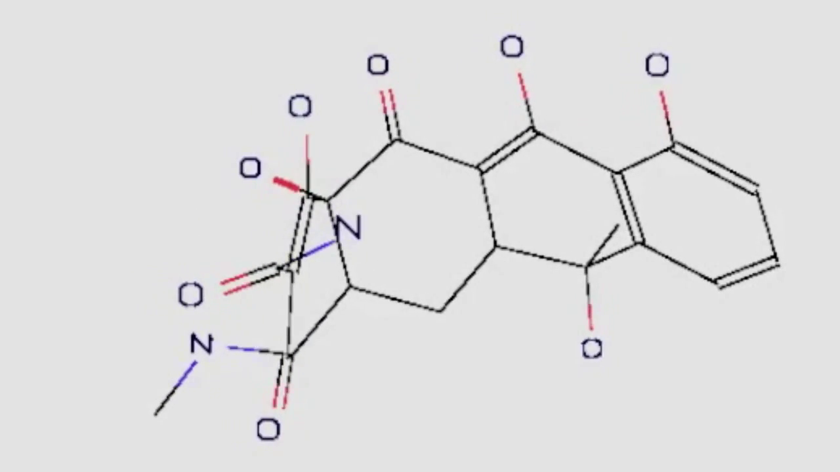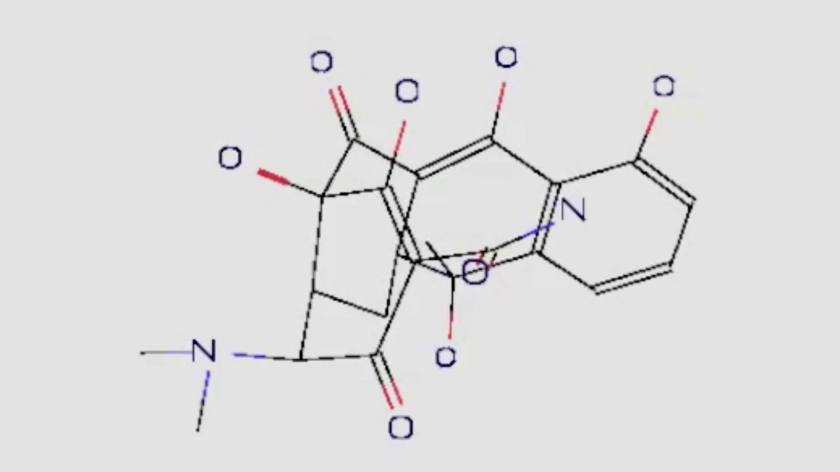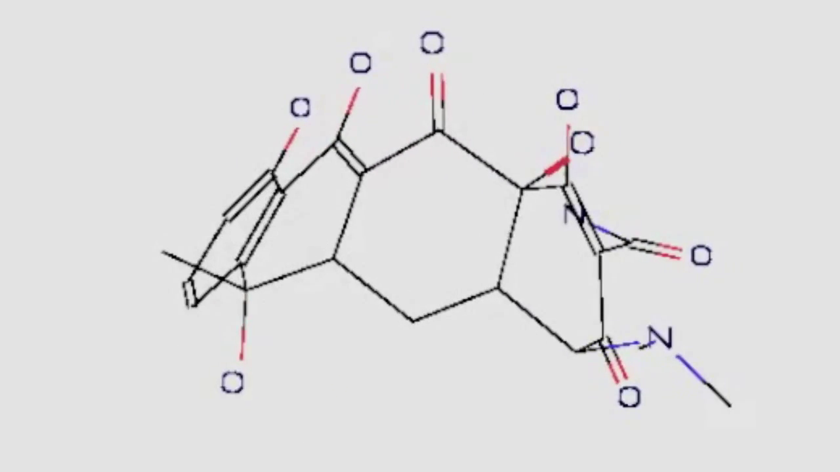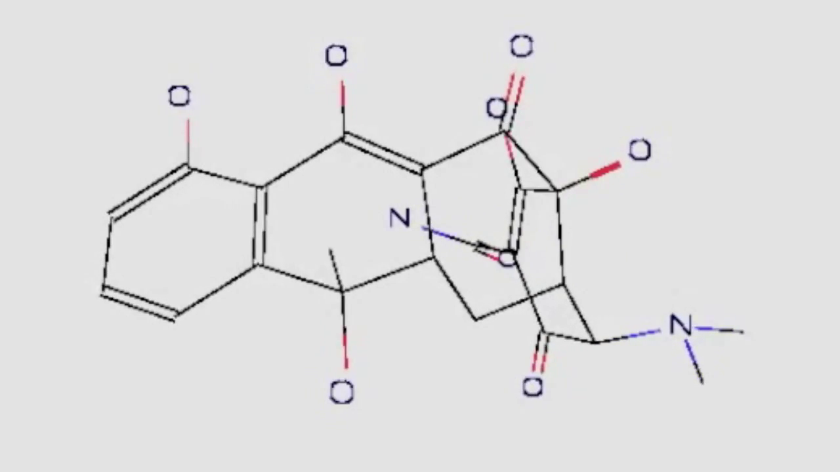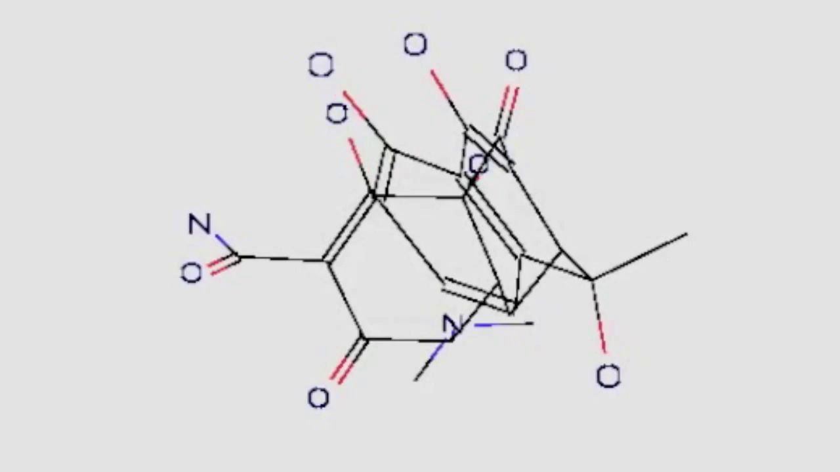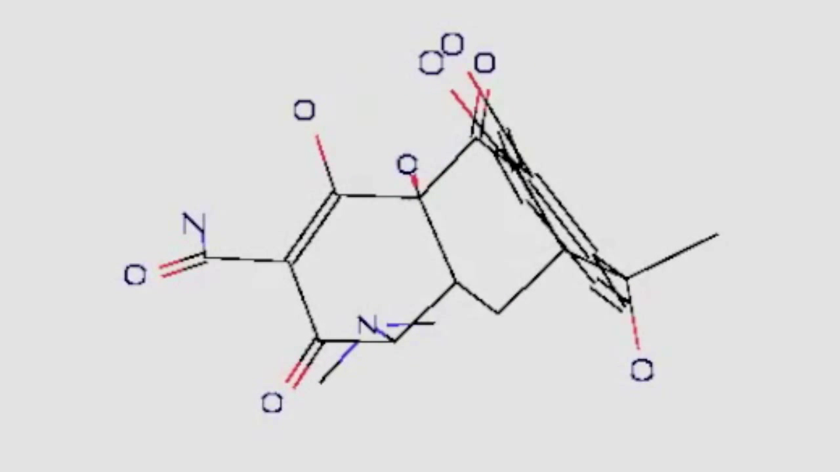This is the molecule of tetracycline. As you can see, it has a quite complicated structure, which makes its synthesis a really hard task. You might ask yourselves, why is this molecule important?